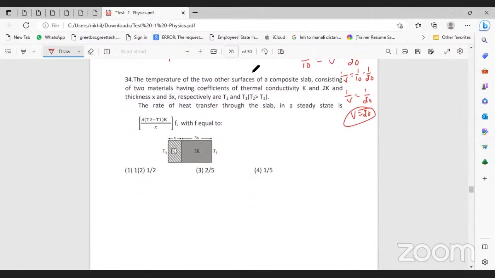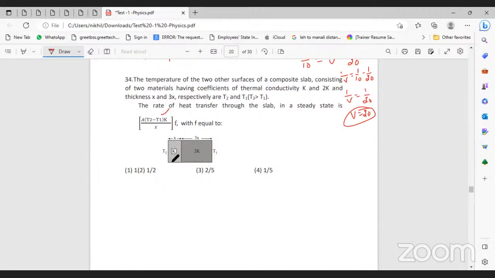Come to this particular case. Now the temperatures of the two outer surfaces of the composite slab of materials with coefficients of thermal conductivity K and 2K. Thicknesses are X and 3X respectively. T2 is more. The rate of heat transfer through the slab in the steady state is given. Now they are asking you to find what is the value of F.